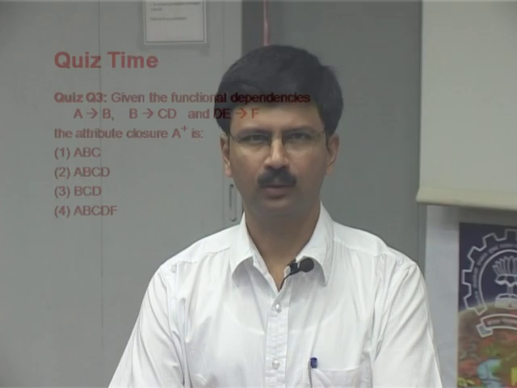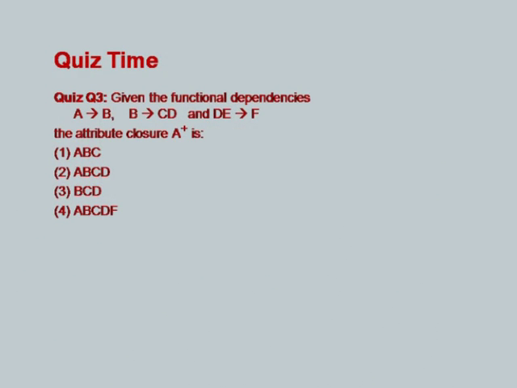Okay, time has run out. So let's discuss the answer before we see what the responses have been. So to compute A plus, I'll start with the result being A. So A is the only thing. Now, what can I add to this? I have A functionally determines B. So from that, I can add B to the result. So now the result is AB.